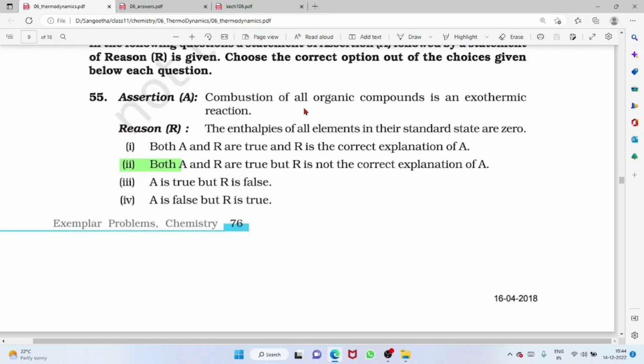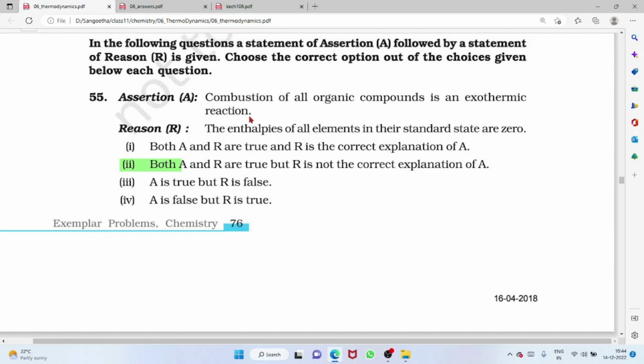Combustion of all organic compounds is an exothermic reaction. Exothermic, heat is released. The enthalpies of all elements in the standard state are zero. This is nothing to do with that. Both A and R are true, but R is not the correct explanation of the A. So it is nothing to do with these statements.